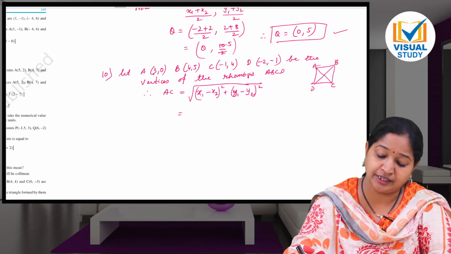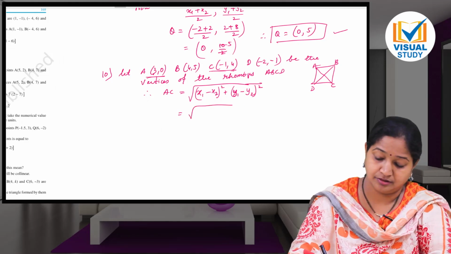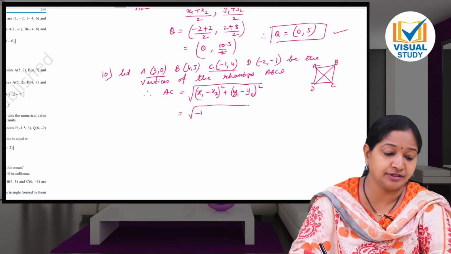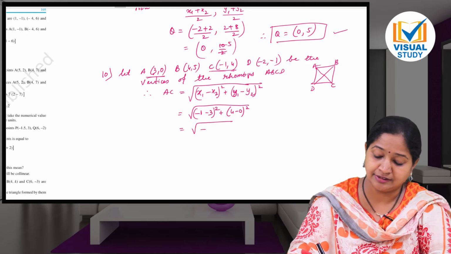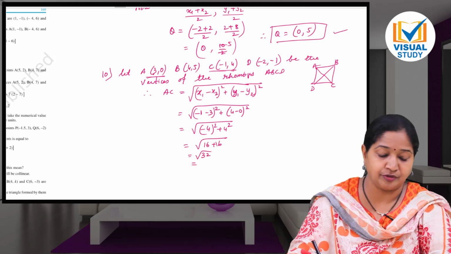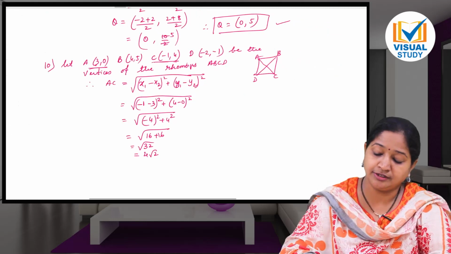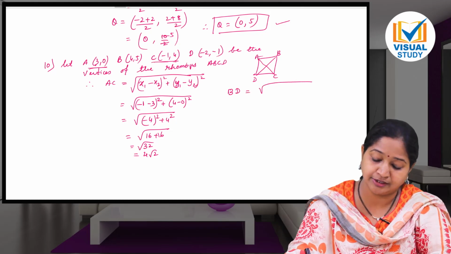AC, what is our AC points? -1 minus 3 whole square plus 4 minus 0 whole square. That is -4 whole square plus 4 whole square. That you get is 16 plus 16. That is 32. And you get 4 root 2. What is the diagonal BD? What is the diagonal BD? Diagonal BD also same thing.